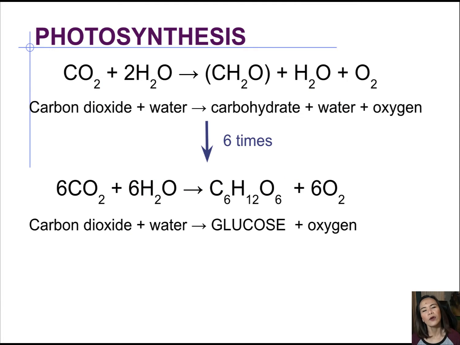So this is a photosynthesis chemical equation. As you can see here, when you combine carbon dioxide and water, it'll yield carbohydrate, water, and oxygen. And if you do that 6 times to balance the equation, you end up with 6 carbon dioxide plus 6 water will yield C6H12O6, which is your glucose, and 6 oxygen molecules.